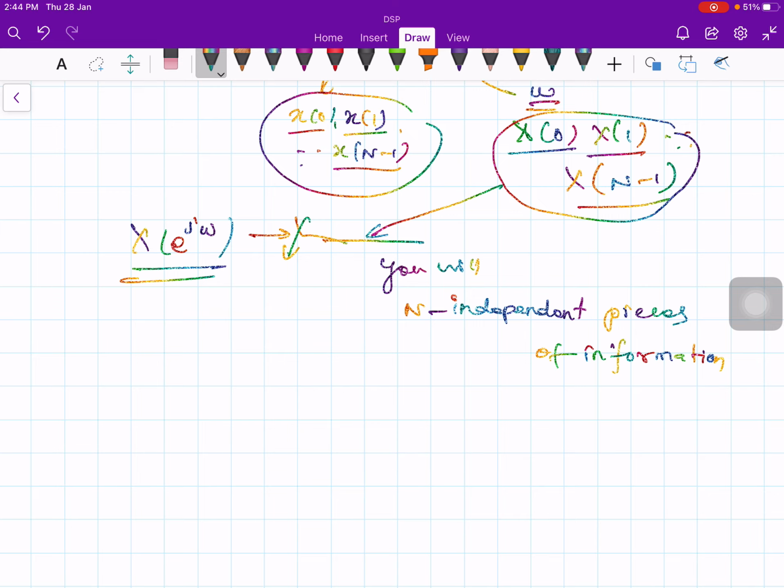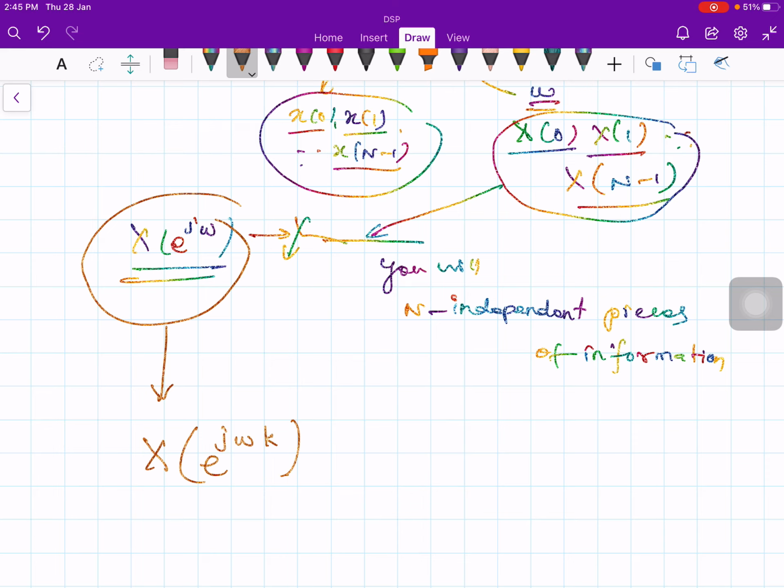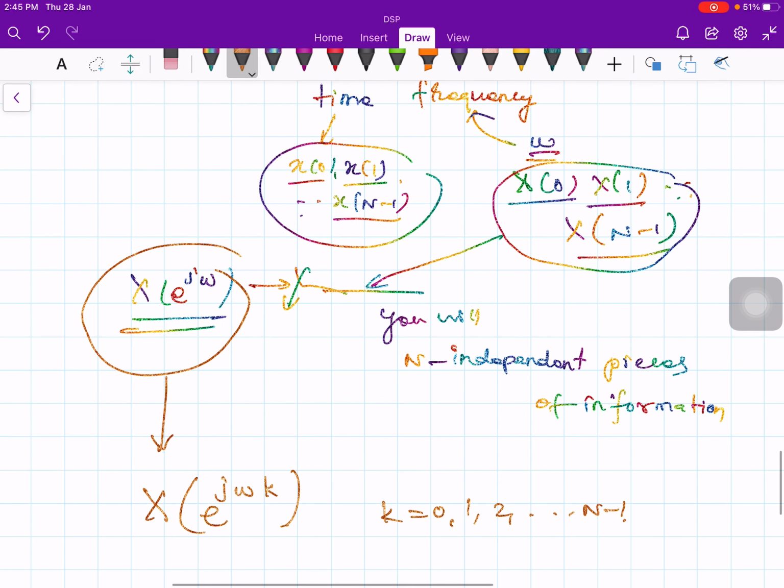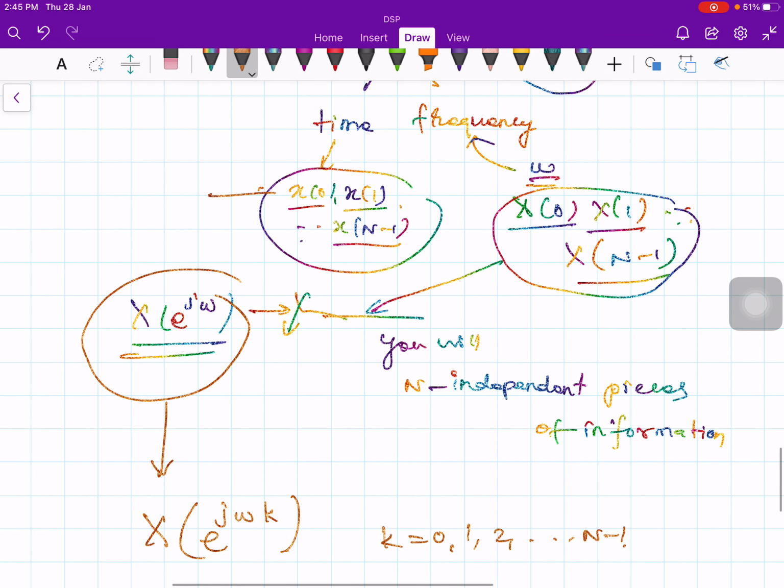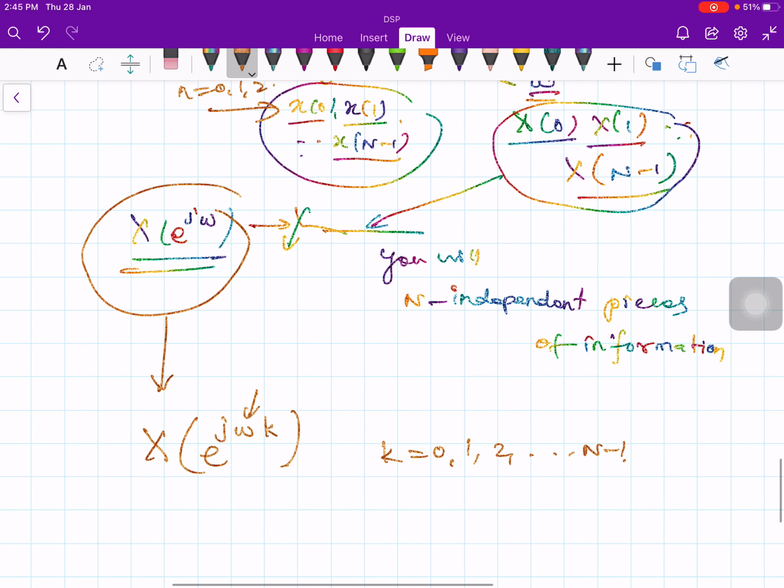So, what we do is, instead of time domain constants x of 0, x of 1, up to x of n minus 1, we take the frequency domain guy, this guy. So let me modify this: e to the j omega k, where k can be 0, 1, 2 up to n minus 1. So instead of taking the samples in the time domain, what is the variable there? n is equal to 0, 1, 2 like this. In the frequency domain, my variable is omega, that variable is multiplied by k, where k runs from 0, 1, 2 up to n minus 1.